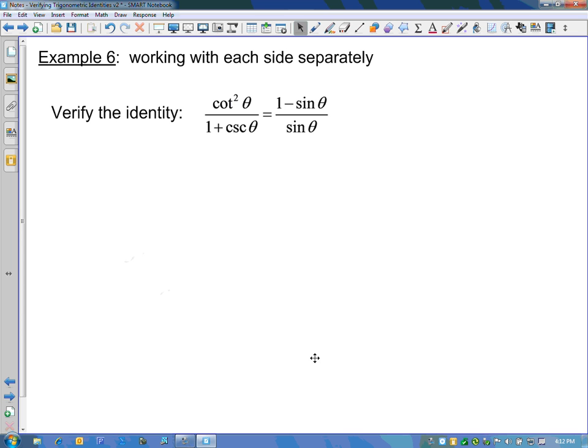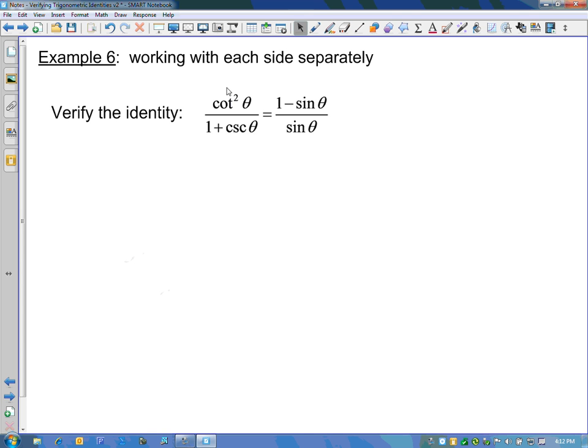Okay, number 6. I'm going to do this one by working both sides because it's not against the rules to work on both sides. You just have to do it one at a time. You can't use operations that cross the equal sign. So notice how neither of these are simplified form. So what I'm going to do is I'm going to simplify one of them to see what we get and then see if we can simplify the other side to the same expression.